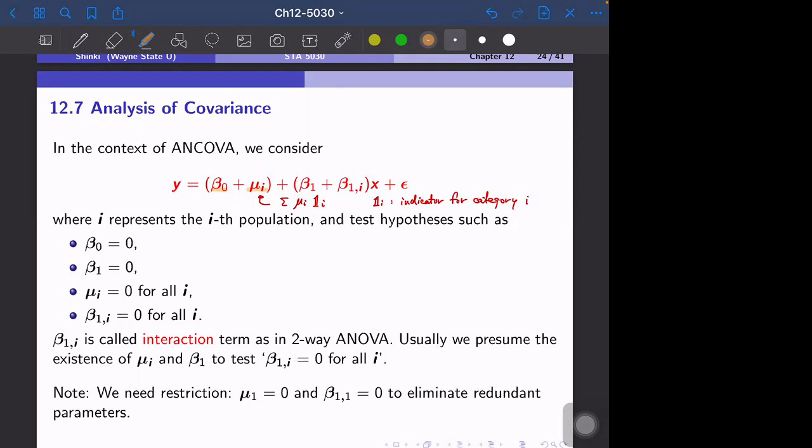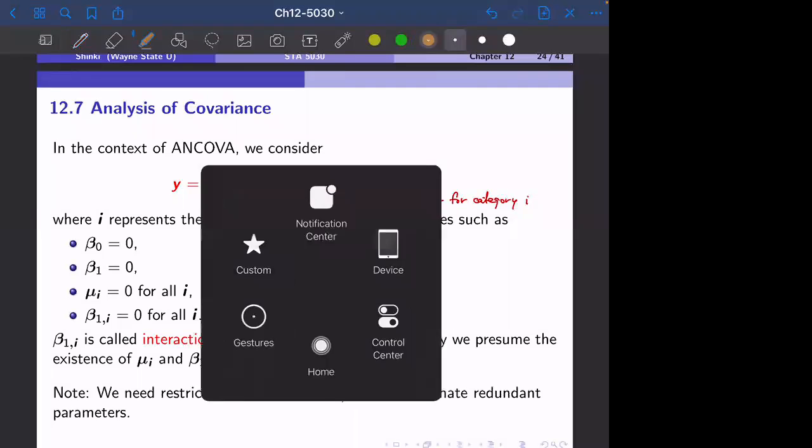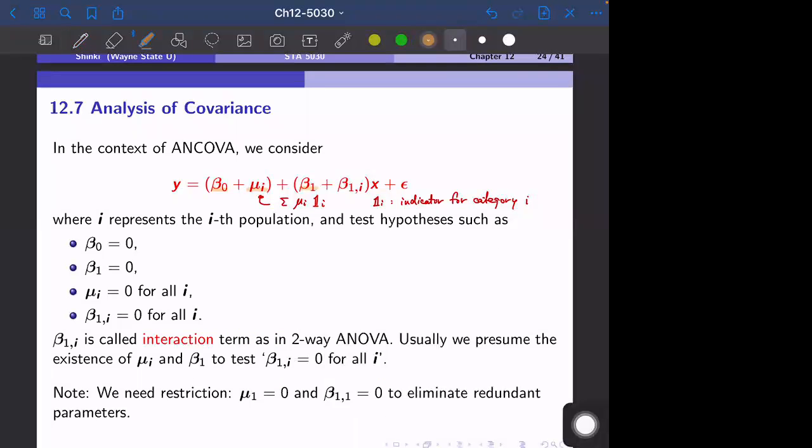And the same thing for the coefficient of x. So beta 1 is the common baseline slope, but we also have an additional slope parameter for the i-th population. Often we want to test if the beta 1i are different or not, and also if the mu i are all equal to 0 or not. If both are not rejected, then maybe we set these as 0, and then we may test if beta 1 is equal to 0.